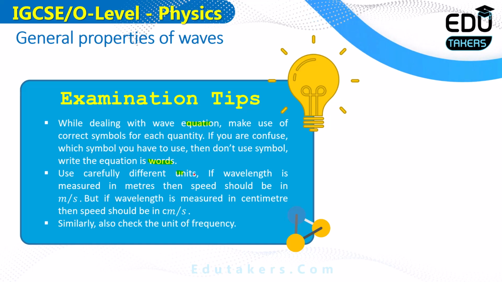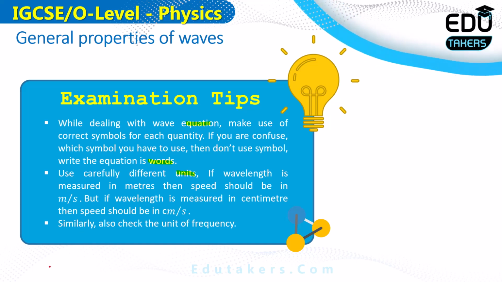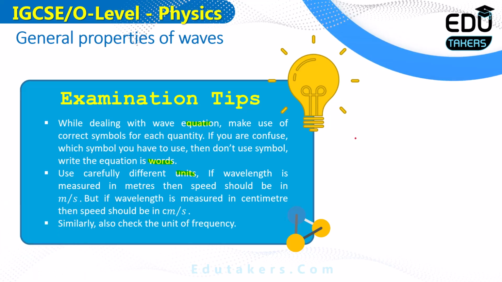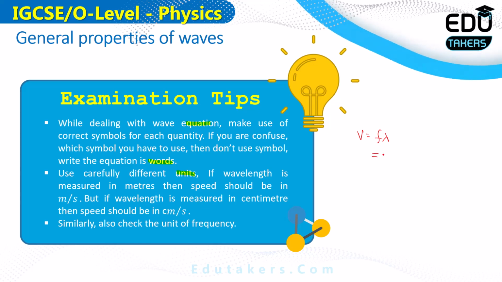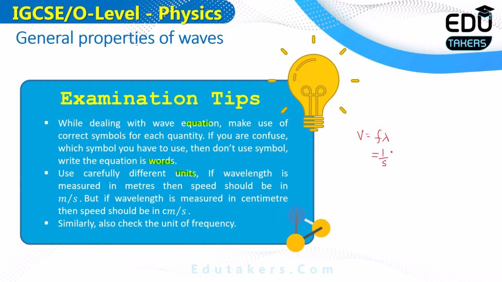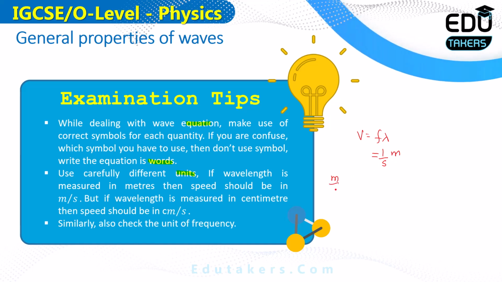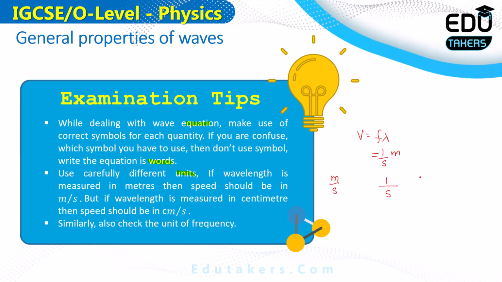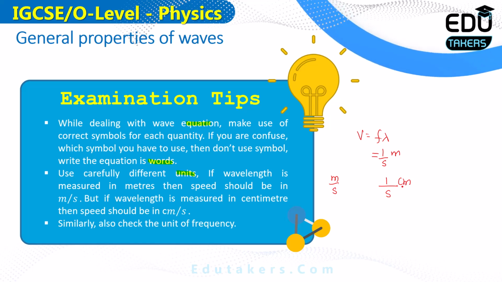Use the different units carefully. If the wavelength is measured in meters, then the speed should be in meters per second. What does this mean? As you know, v = fλ. The unit of the frequency is per second, and if I suppose that the wavelength is measured in meters, then the unit of the wave speed is meters per second. Again, if I suppose that the frequency is measured in per second and the wavelength is measured in centimeters, then instead of meters per second, the unit of the wave speed is centimeters per second.